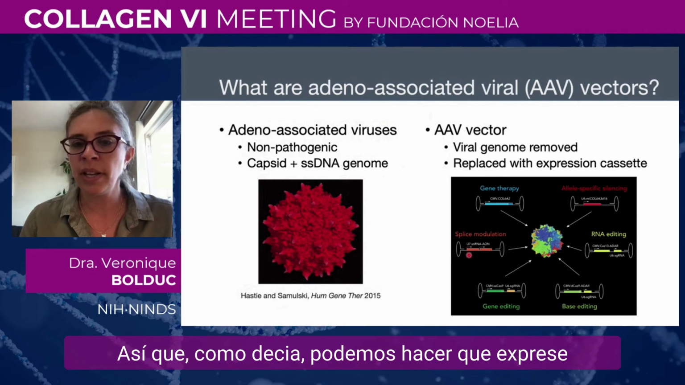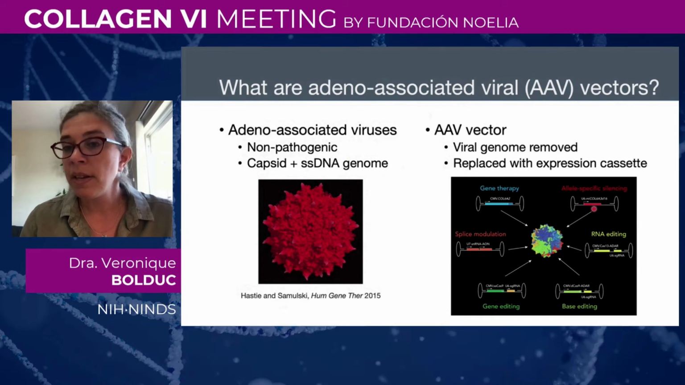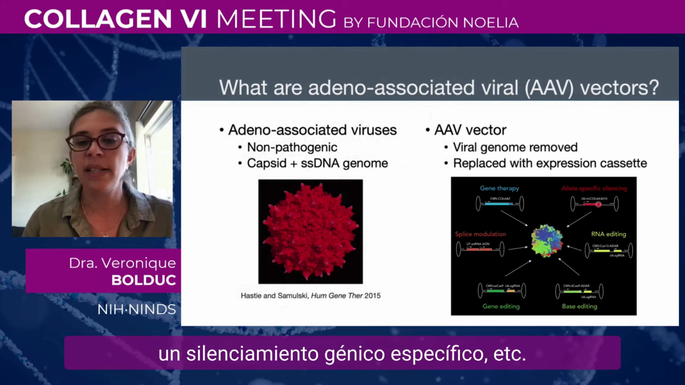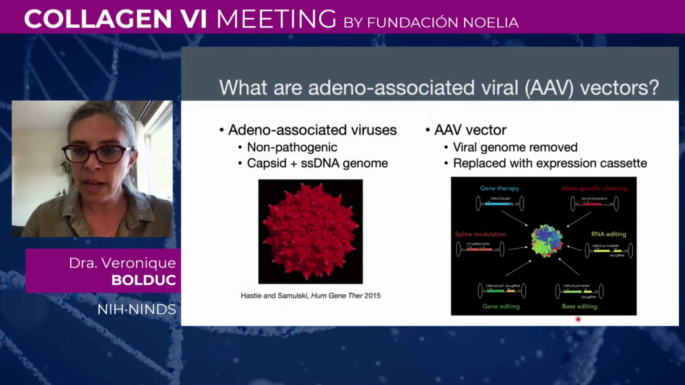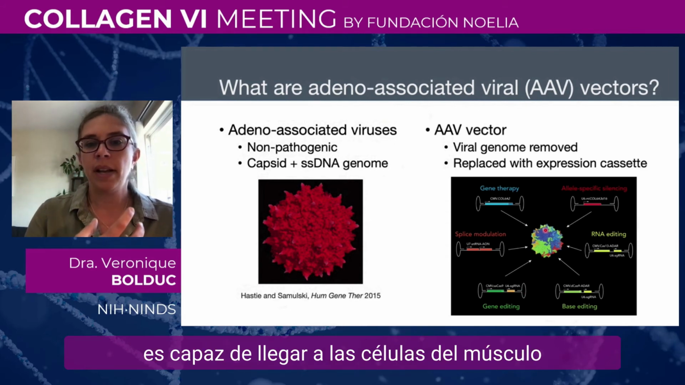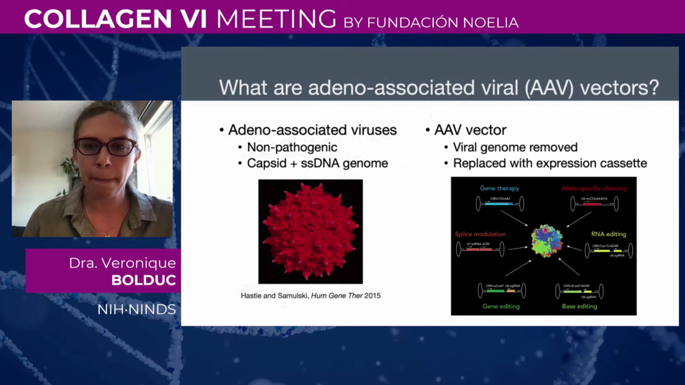So as I was mentioning, we can express small nuclear RNA to mediate exon skipping. We can express microRNA for allele-specific silencing, etc. So the important thing is that this virus is capable of reaching and transducing the cells that express collagen 6 in the muscle.